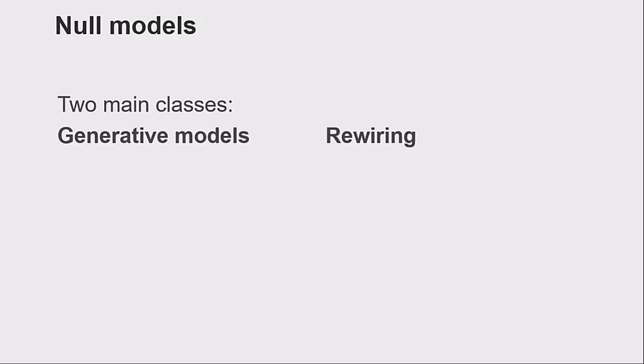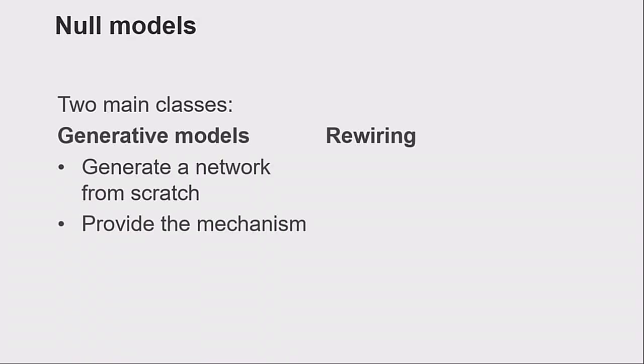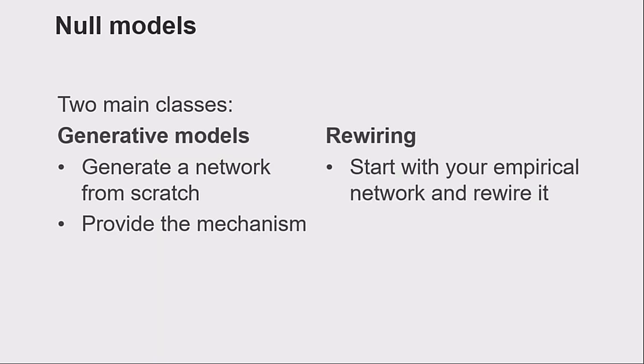There's generative models and rewiring models. So in generative models, you start from scratch, right? You choose the mechanisms and then you build your network starting with nothing. So this is like a bottom-up approach. But there's also top-down approaches in rewiring where you start with your empirical network and then you rewire it. So here, instead of choosing the mechanism, you choose the constraint, right? You choose which pieces you want to keep fixed while you randomize everything else.